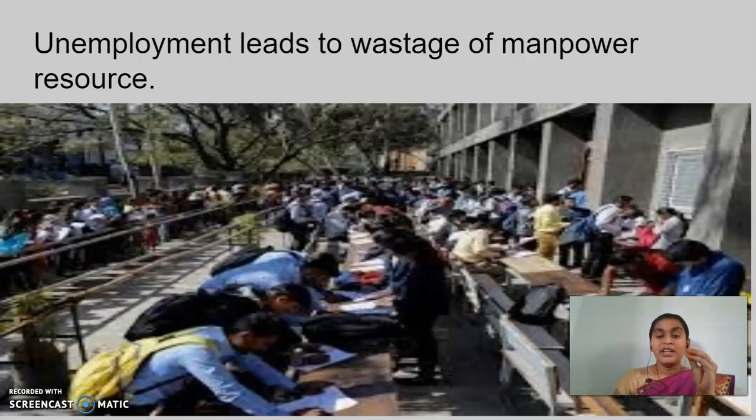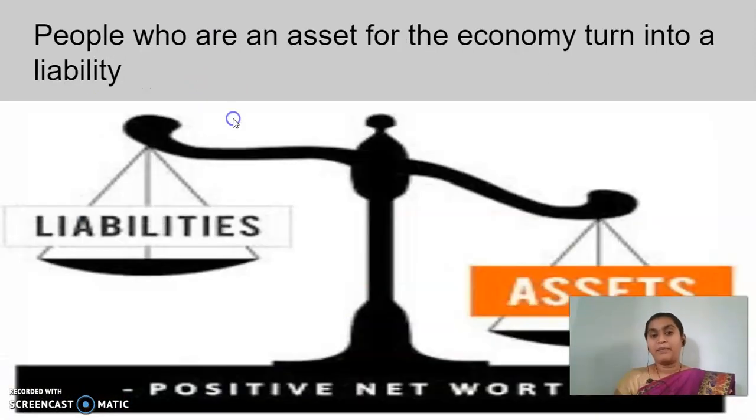The population, we can use it as an asset. We can consider it as an asset rather than a liability. If they are not employed, not productive, and we are not using them for economic growth, then of course they will be considered a wastage. So they are saying unemployment leads to wastage of manpower resources. If they are employed, then it is useful, we are using them for economic growth or economic activity. But here they are idle, so it is like a wastage of manpower. People who are an asset for the economy turn into a liability.